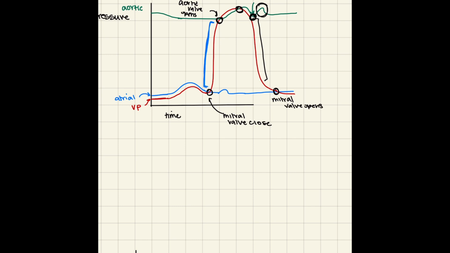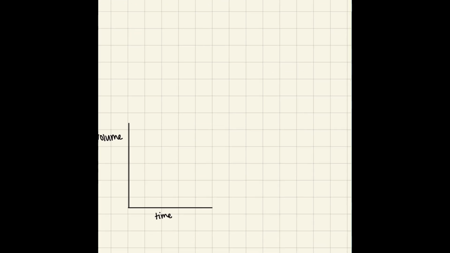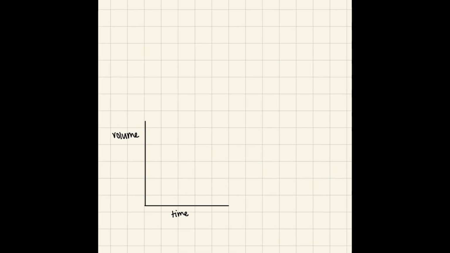Then we have a volume versus time graph, and the volume versus time graph is solely for the ventricle. So we start at like 50 milliliters of volume in the ventricle, and then we slowly increase, and then we have atrial contraction. We get to the top, and then we level out for a minute, and then we decrease with ventricular contraction, and then we level out again at 50.